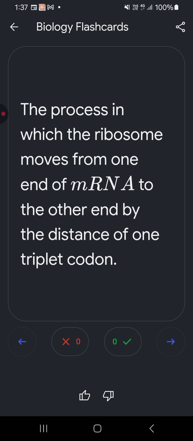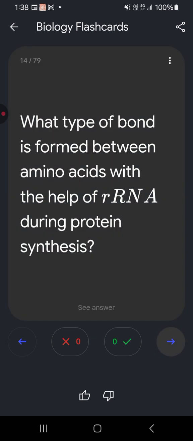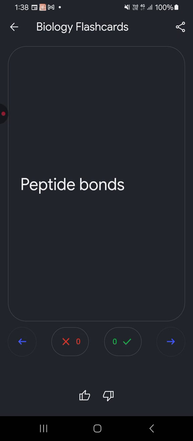The process in which the ribosome moves from one end of mRNA to the other end by the distance of one triplet codon. This particular process is called translocation. What type of bond is formed between amino acids with the help of rRNA during protein synthesis? They are peptide bonds.